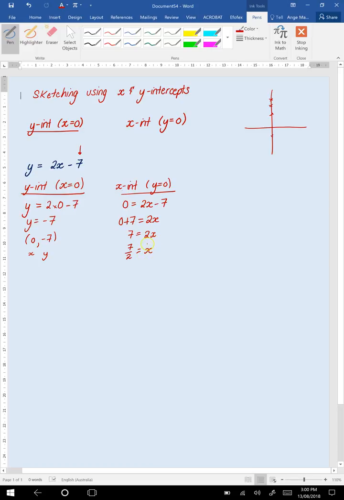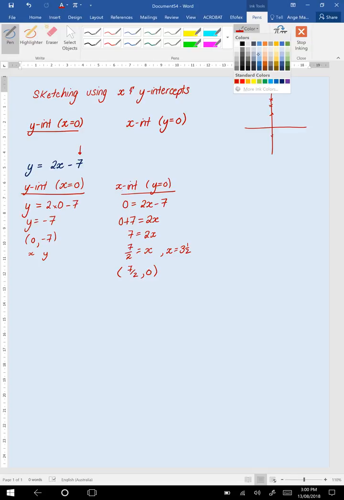Now, I don't mind if you write x equals 7 over 2 or x equals 2 goes into 7 3 times with 1 left over as 3.5. So whichever one you prefer. I tend to go 7 over 2, 0, bang, and that's it. Now, we would finish off by making sure we graph this.